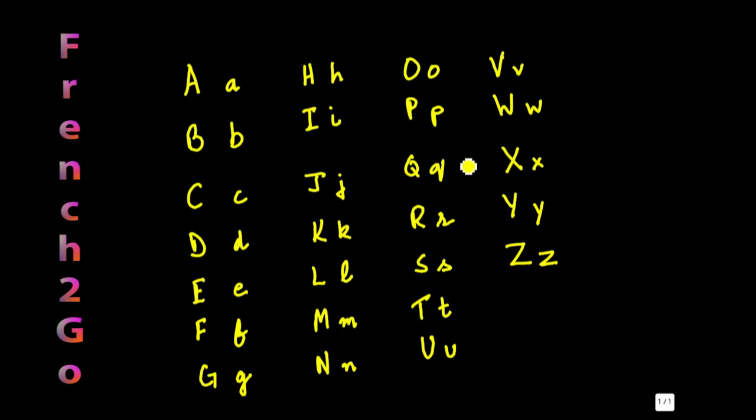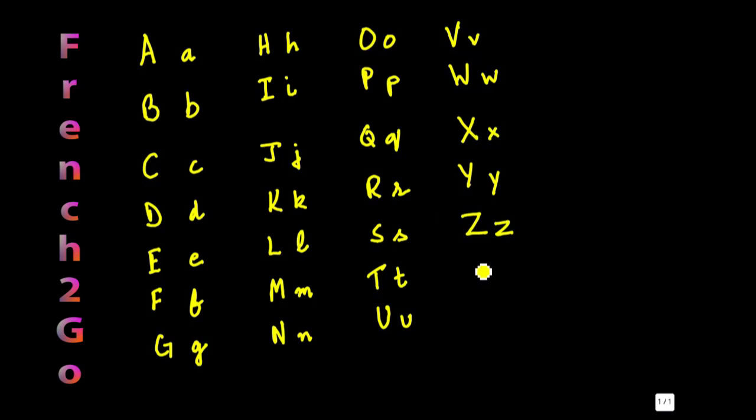Now let's recap the whole alphabet. A, B, C, D, E, F, G, H, I, J, K, L, M, N, O, P, Q, R, S, T, U, V, W, X, Y, Z.